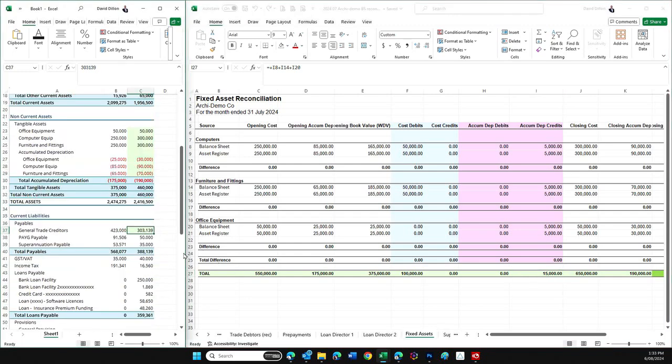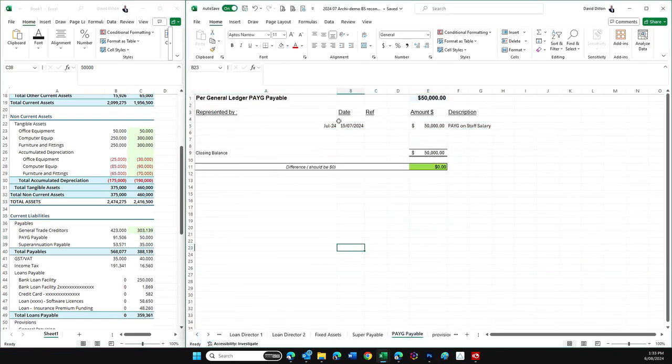Trade creditors, same thing. There's a system report for that. PAYG, we'll do a rec for that. And that's from the July payroll. So that hadn't been remitted by the end of July. We could look up and see what the subsequent payment date of that was. Same with the superannuation. So there's 35 grand sitting there. That's the SGC superannuation. Expense but not paid during the month, probably paid early August.